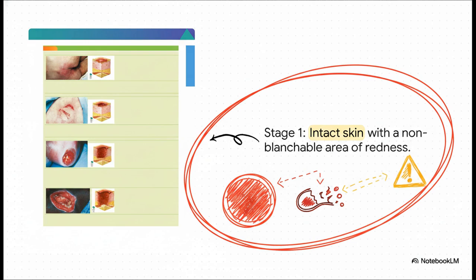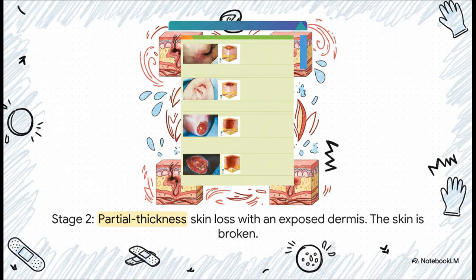The skin isn't broken yet, but you'll see a red area that's non-blanchable. That means when you press on it with your finger, it stays red. It doesn't turn white for a second. This tells you there's damage happening under the surface, and this is our golden opportunity to intervene before it gets worse. By stage 2, the skin is officially broken.